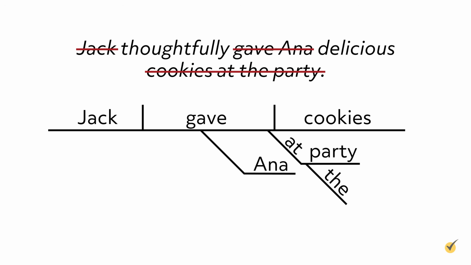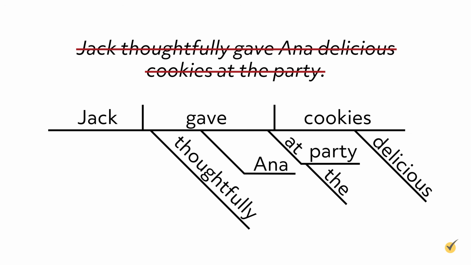Finally, add any remaining modifiers on diagonal lines beneath the words they describe. The word delicious is an adjective that describes the cookies, and thoughtfully is an adverb that describes how Jack did the giving. Now the sentence diagram is complete.